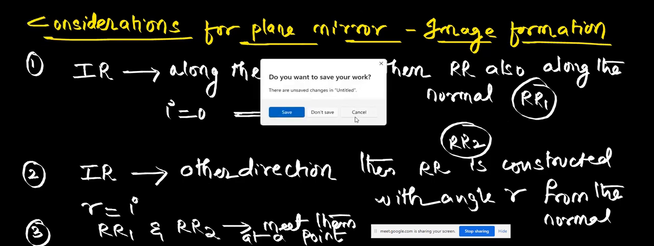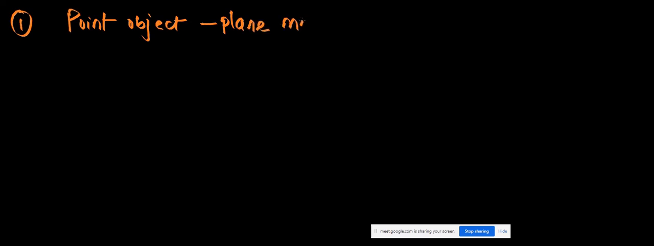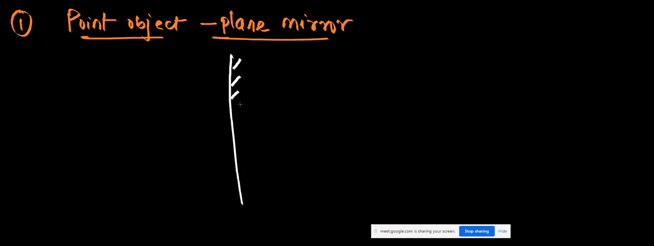Now we will construct the image. So first we'll take a point object and a plane mirror, and we'll try to get the image for this point object. So how will be the plane mirror? This is how the plane mirror is. I consider this as the NRS, non-reflecting side, and this is RS, reflecting side. Now I assume an imaginary point at the center of the mirror, O. I take it as the point of incidence.